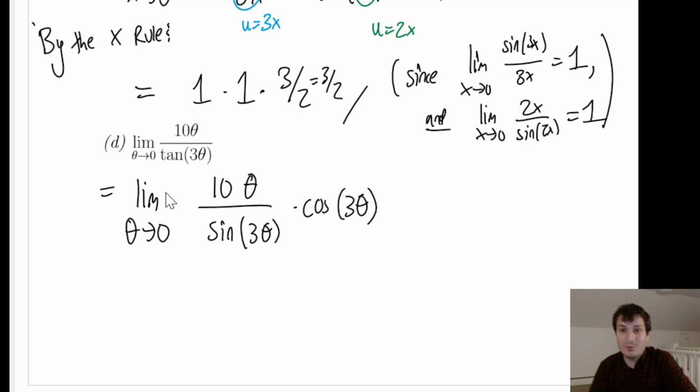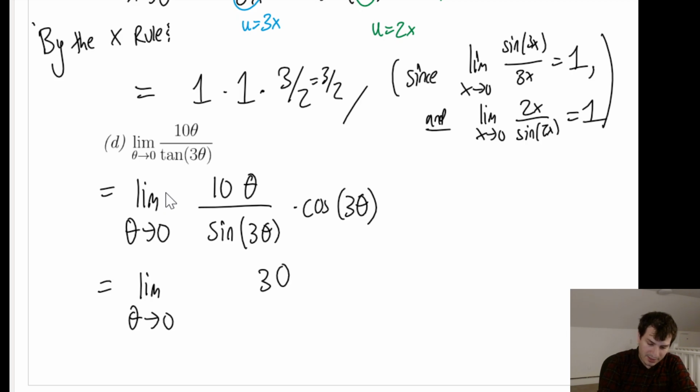And cosine of 3 theta is going to 1. So this guy on the end here is kind of boring. He's not doing anything. He's going to be converging to 1. The interesting part is 10 theta over sine of 3 theta. So why don't we make a 3 theta appear, and we'll write it like this. I want 3 theta, this is what I wish upon a star for, times cosine of 3 theta.